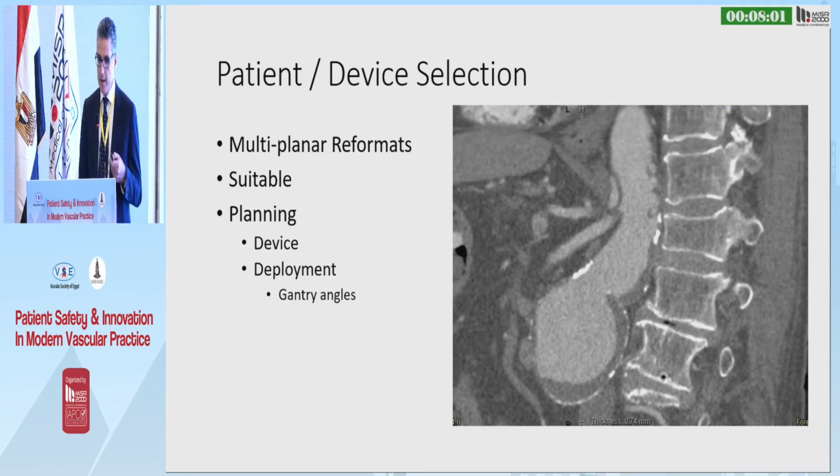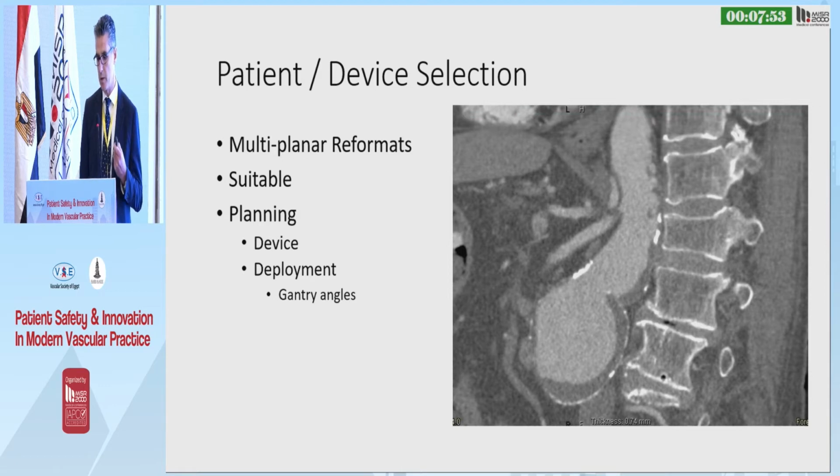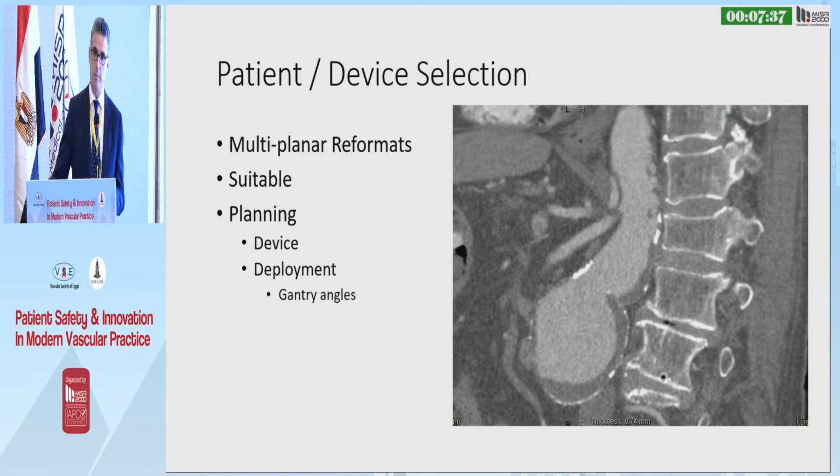So it is really important when you have your preoperative imaging to use the multiplanar reformats. That not only assesses whether the patient is suitable, but it enables the planning, and not just the planning of the device and which device is appropriate. You need to try and imagine how the device will go in and how it will lie, and it also gives you an opportunity to calculate the optimum gantry angles so that you can deploy the device accurately.